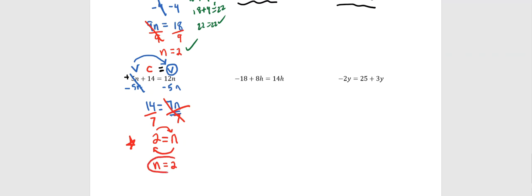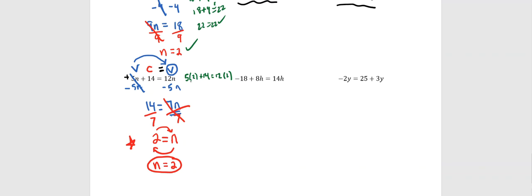Now, if we weren't confident that was the correct answer, well, as always, we have the option of checking. So what's my solution that I'm checking for? I'm checking to see if n equals 2 is my answer. So instead of 5 times n, I have 5 times 2 plus 14. Is it equal to, not 12 times n, is that equal to 12 times 2?